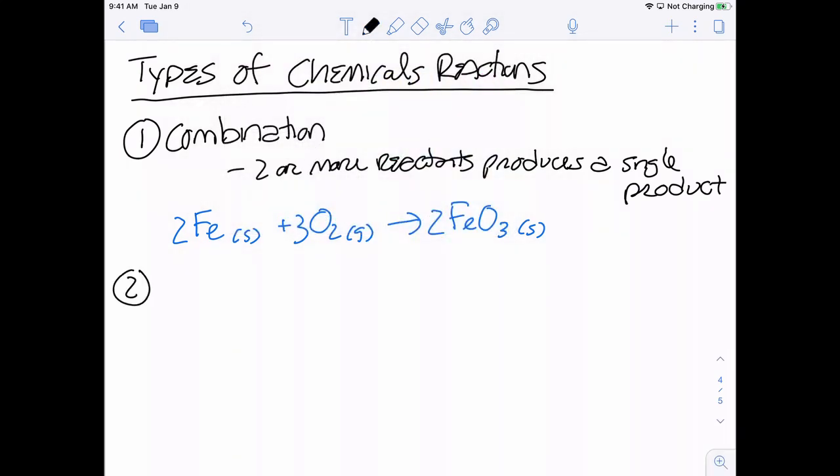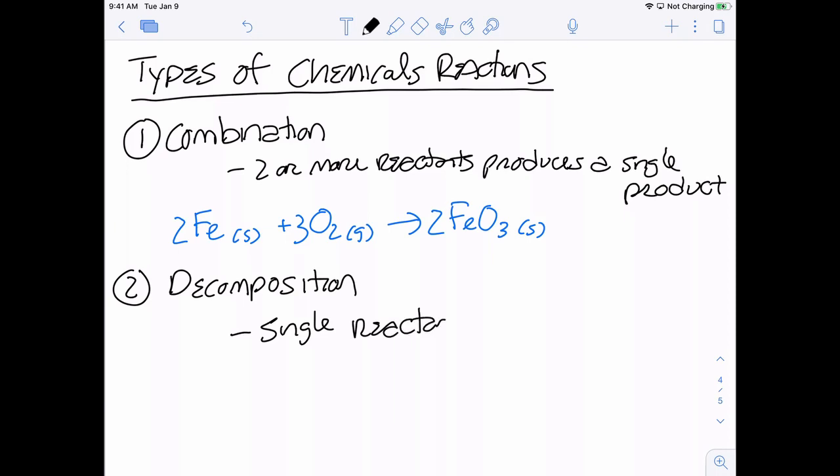Our second type is actually the complete opposite of a combination, and that's a decomposition. Literally the complete opposite. So this time a single reactant produces more than one product.